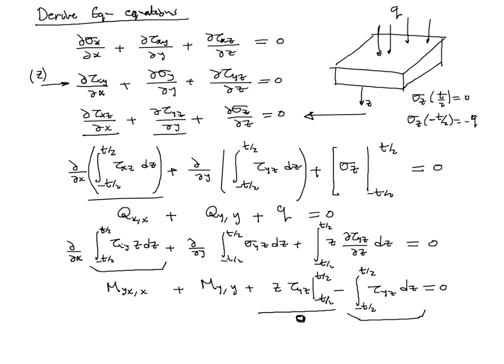This will integrate to 0 because the shear stress on the top surface and the bottom surface is equal to 0 because we have only lateral pressure applied. So this gives us equilibrium equation myx comma x plus my comma y equals qy. This is the definition of qy. So this is now the moment equation around x, and because we started from the force equation around y.